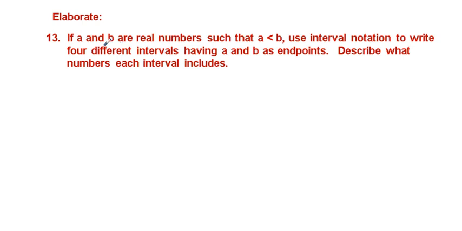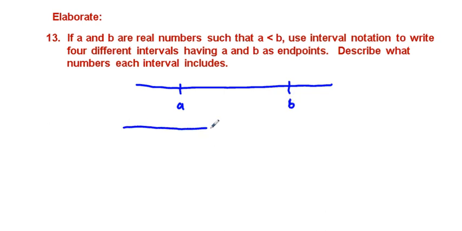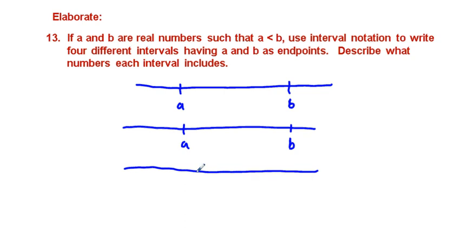Elaborate. If A and B are real numbers such that A is less than B, use interval notation to write 4 different intervals involving A and B as endpoints. And so we can just quickly see what they are here. If you have A to B, we have one situation here. We're going to have 4 different situations. I'm going to put them in the same place. Okay, A and B. Third case, A and B. And the fourth case, A and B.